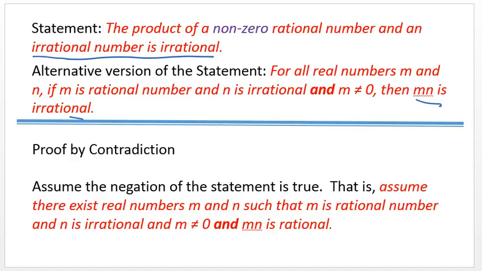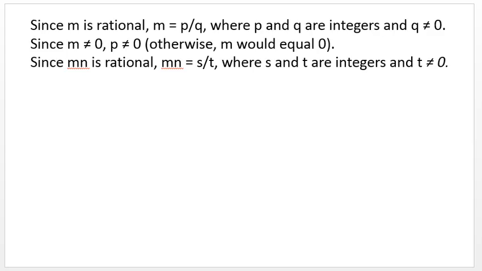Where does that lead us? Well, I've started us out on the next page. We said, since m is rational, we know that m is a ratio of integers. It's p over q, where p and q are integers, and q does not equal 0.